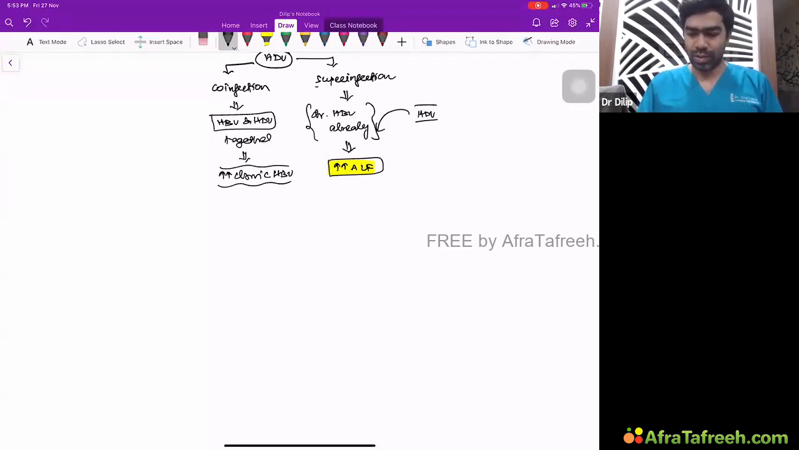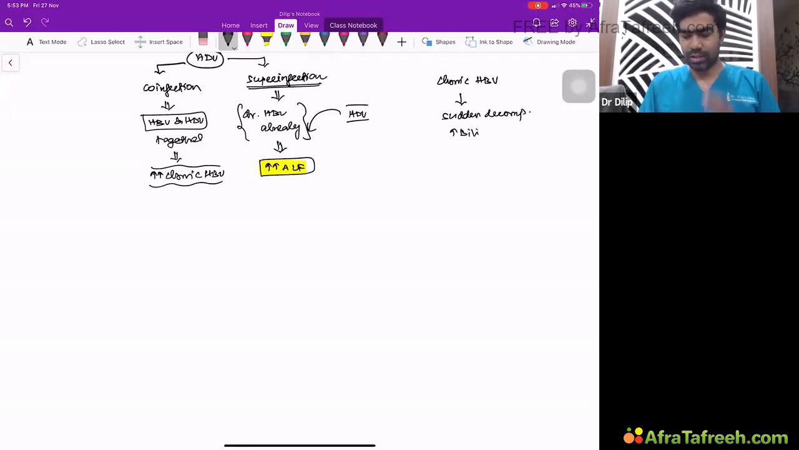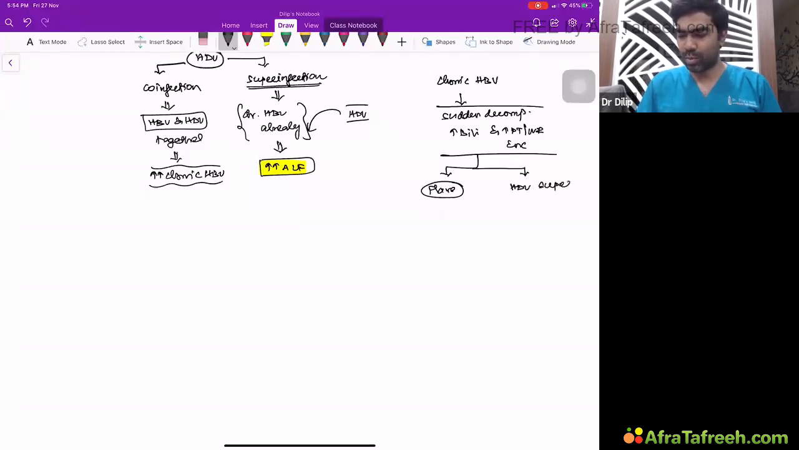This is something you need to know. Whenever a patient has chronic HBV, the exam question will be like this: the patient is having chronic HBV and there is a sudden decompensation, indicating the bilirubin is rising and they are getting coagulopathy, encephalopathy and all. So what do you think about? There are two possibilities. One is it could be a flare, that is called acute on chronic infection, and second it could be a hepatitis D super infection.